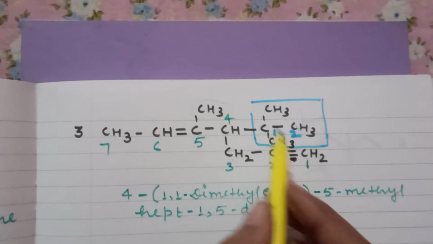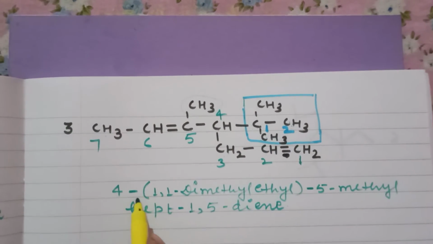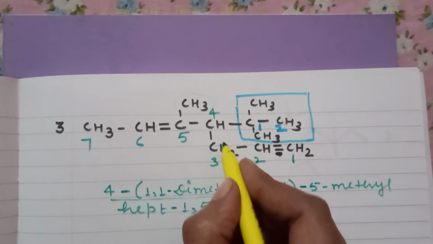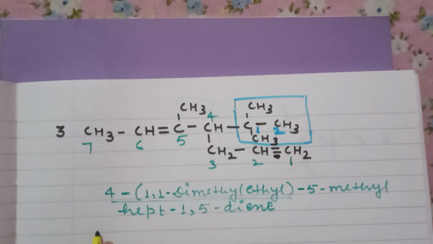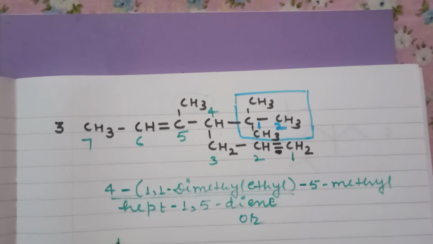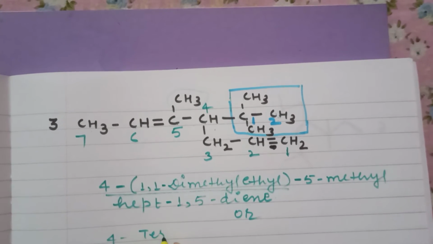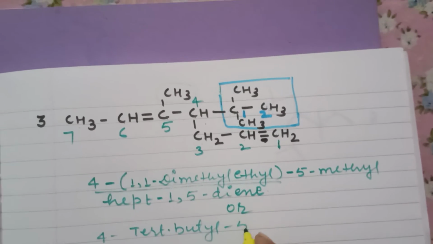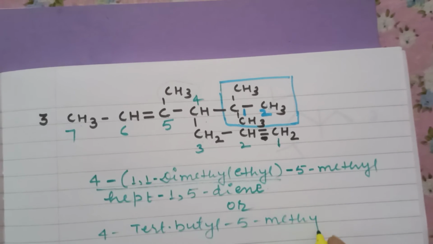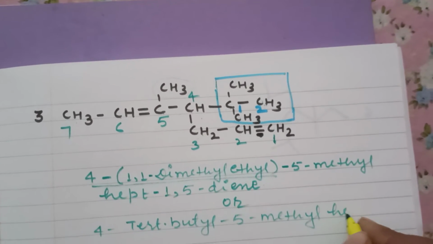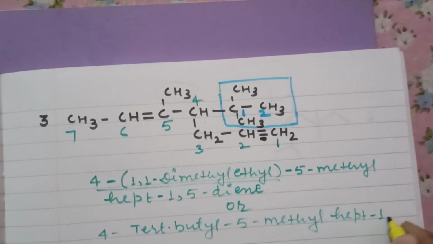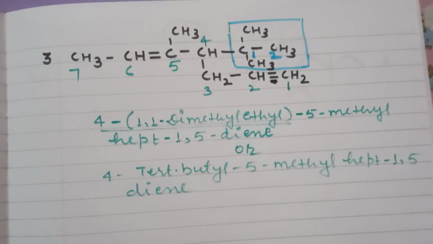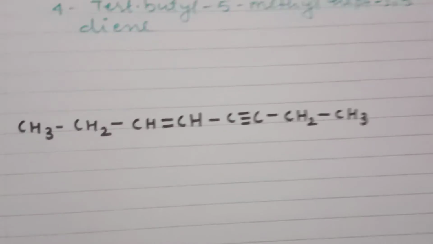Okay, you can also name this complex compound in the way I told you, or you can write 4-tertiary butyl, 5-methyl hept-1,5-diene. You can write in this way also. Okay, let us come to another question.